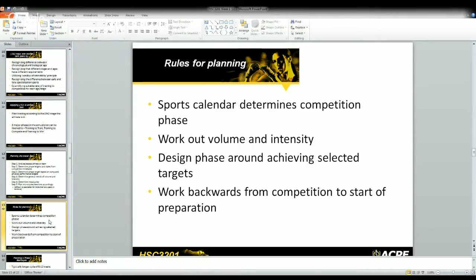And in track and field, or even say Ironman events or surf competitions, swimming competitions, they may have individual events and look at, we want to peak for this one. Okay, we'll use that as a testing phase.